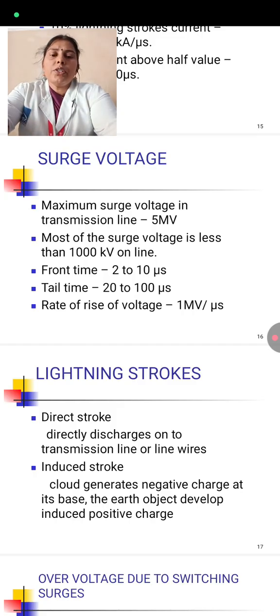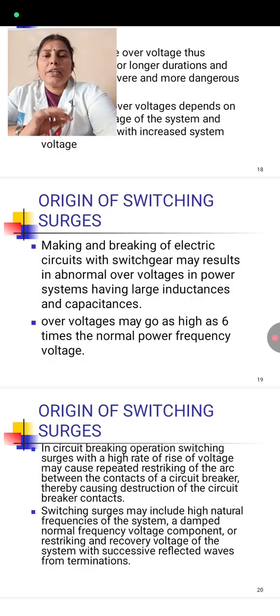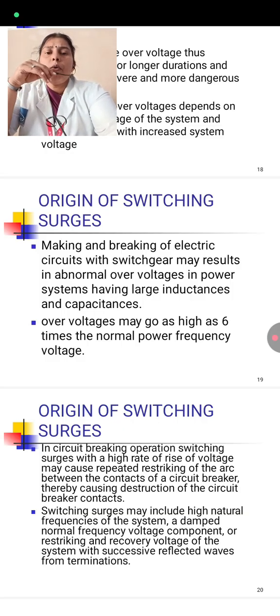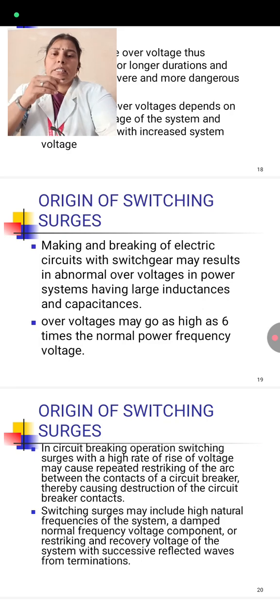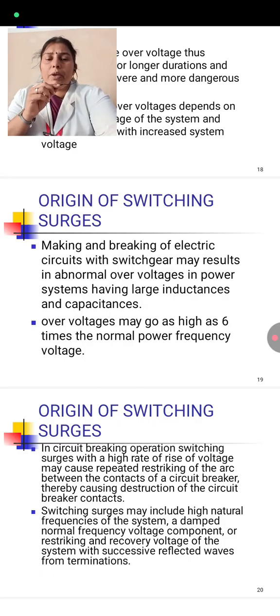Overvoltage due to switching surges: the making and breaking of electric circuits with switchgear may result in abnormal overvoltages in power systems having large inductance and capacitance. Overvoltages may go as high as 6 times the normal power frequency voltage. In circuit breaking operations, switching surges with a high rate of rise of voltage may cause repeated restriking of the arc between the contacts of a circuit breaker, thereby causing destruction of the circuit breaker contacts.